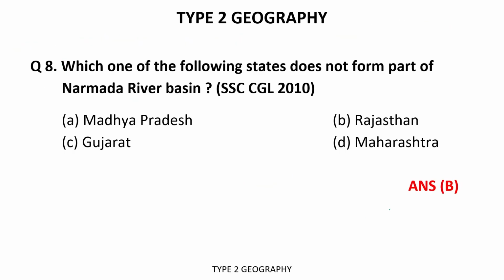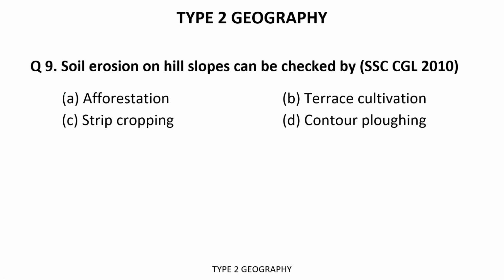Your time's up. The right answer is Rajasthan. So Rajasthan state is the region where Narmada does not have its river basin. All right, now let's go to the ninth question. We have: soil erosion on hill slopes can be checked by. Soil erosion, which generally happens on the hill slope, can be checked by, and now you have only 30 seconds to answer this question. Your time starts now.